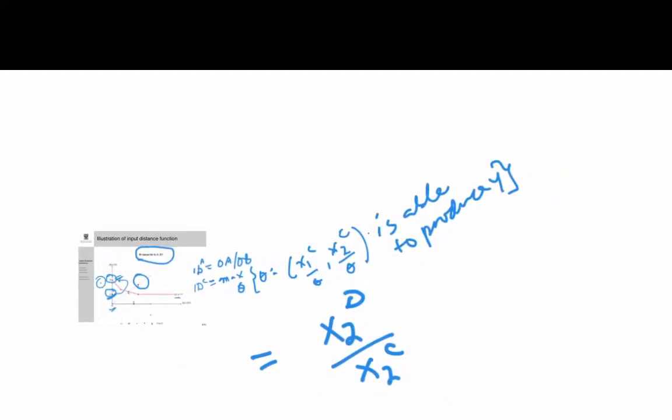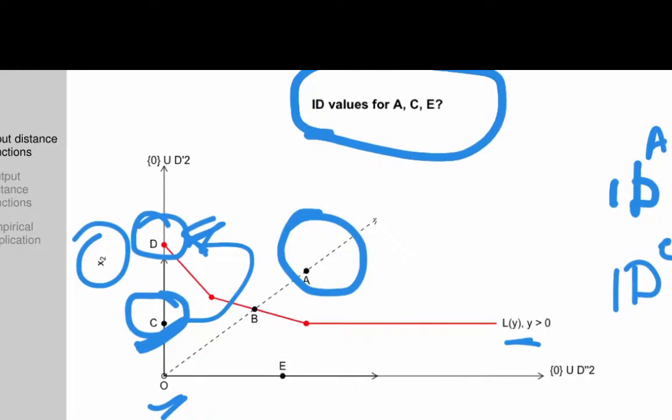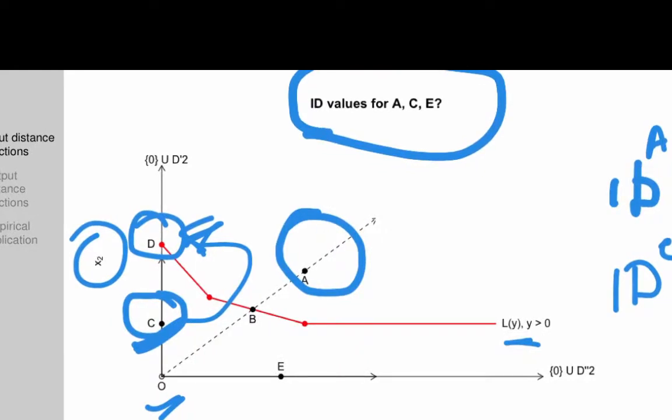So if we just use the levels C and D to measure distance, then we could just say that's going to be OD over OC, just looking at the distances from the origin. So for point C, the input distance function is defined. For point A, the input distance function is defined.